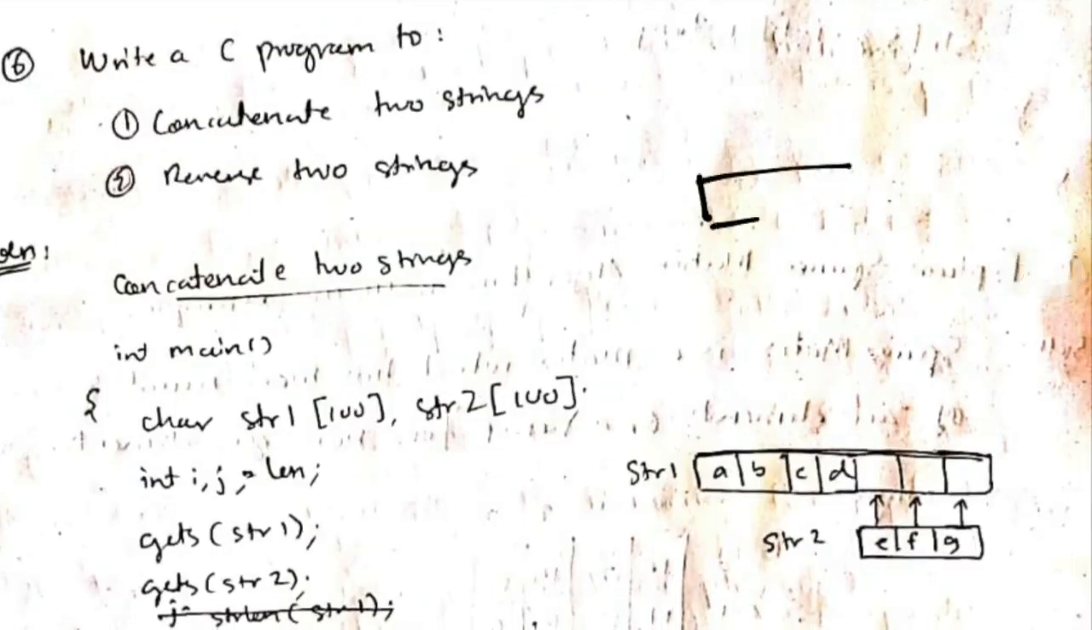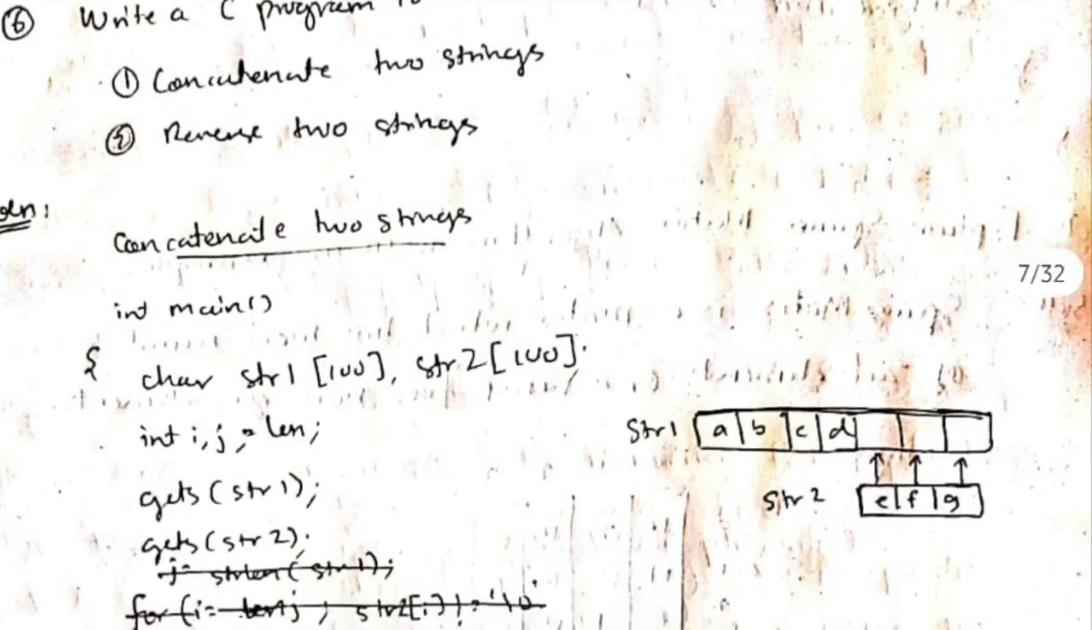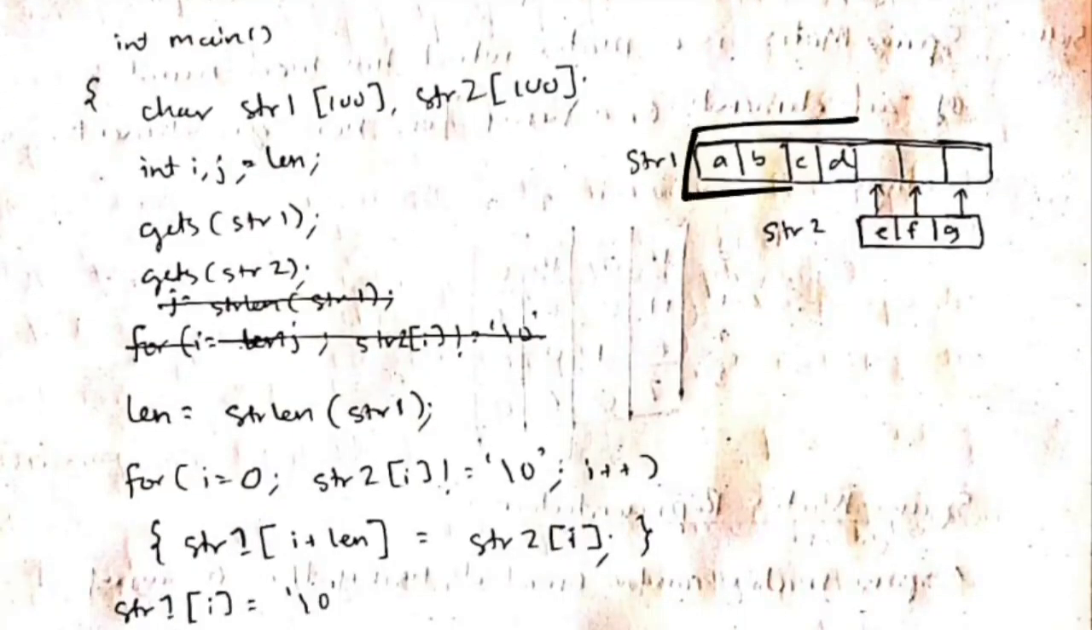Concatenation means we are joining two arrays, and what we will do is we will travel till the end of the first array, then we will copy this array after this first array gets over. Okay, that's known as concatenation.